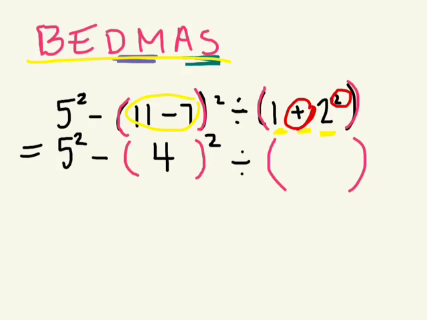So I'm going to write 1 plus, and we're going to simplify this. We need to simplify 2 to the power of 2. What's 2 to the power of 2? 4. Good. So I actually have 1 plus 4.